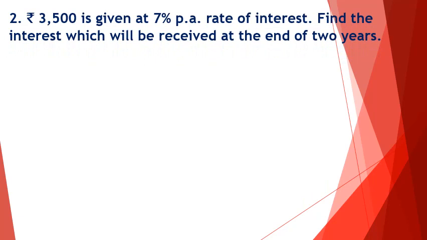Now we move to the second question. Rupees 3,500 is given at a 7% per annum rate of interest. Find the interest which will be received at the end of 2 years. As usual, we write what is given in the question. Rupees 3,500 is given means the principal is rupees 3,500. Always, rate of interest is given in percentage. Hence R equal to 7% per annum.